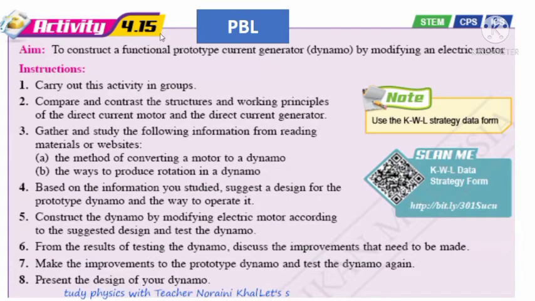For activity 4.15, this is to construct a functional prototype current generator or dynamo by modifying an electric motor. In the previous video, 4.1, I discussed how you create or build a homopolar motor. That one also is a PBL. Now you can construct a prototype current generator by modifying that electric motor. So this is PBL. You can just follow the instructions given here. In the end, you need to present the design of your dynamo.